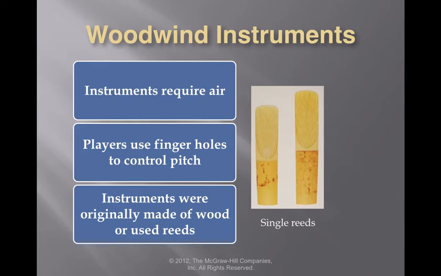Moving on to woodwind instruments, these are one of the two instrument families that requires air for its sound, but the vibration actually occurs for most woodwinds on the reed, a small piece of wood that creates a very iconic sound.